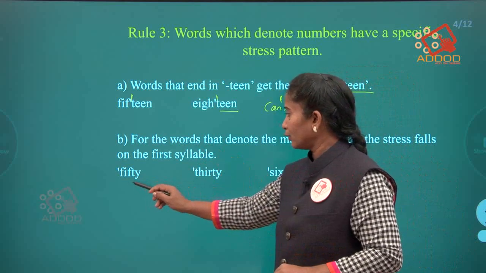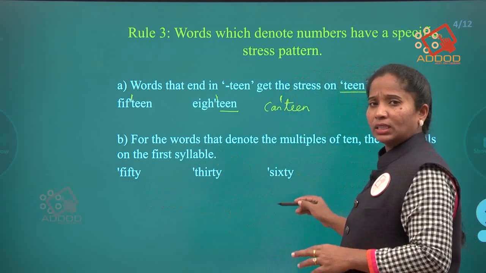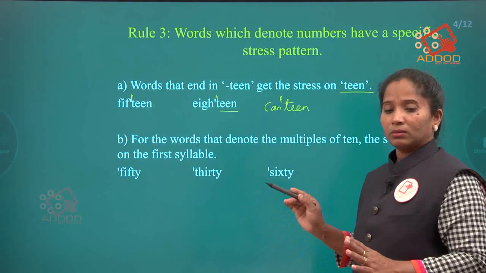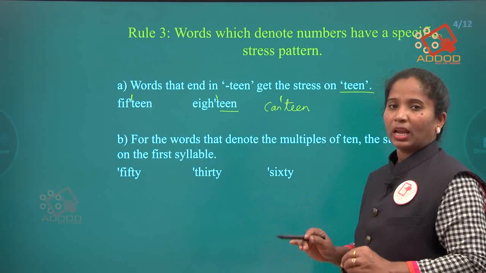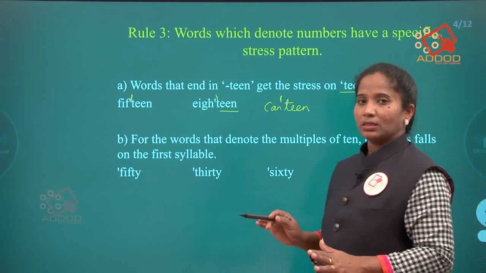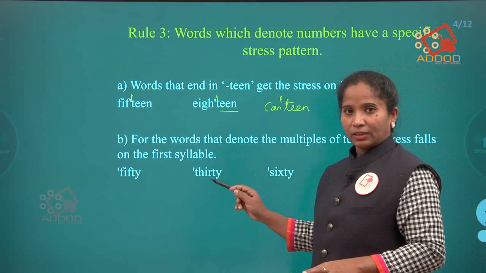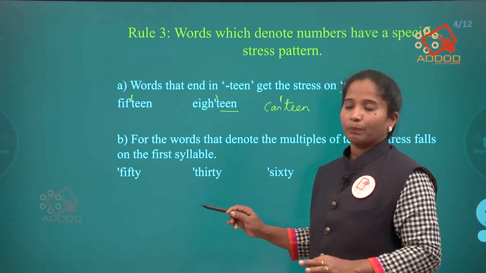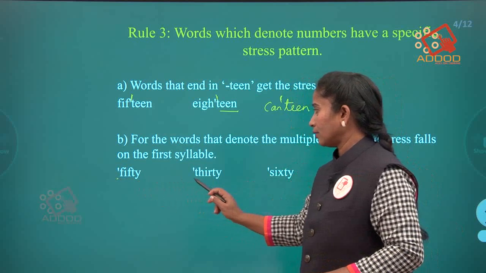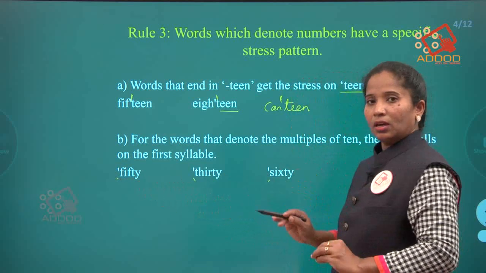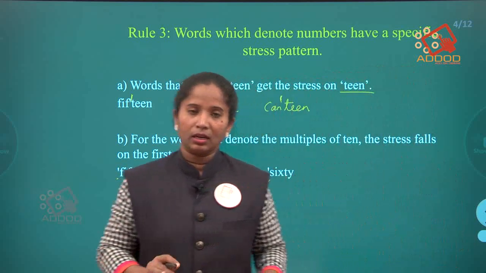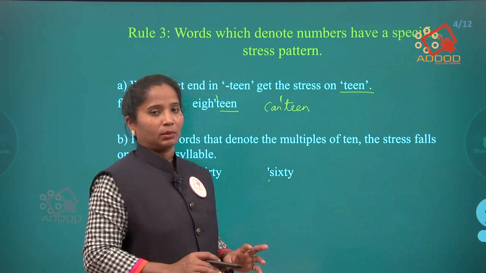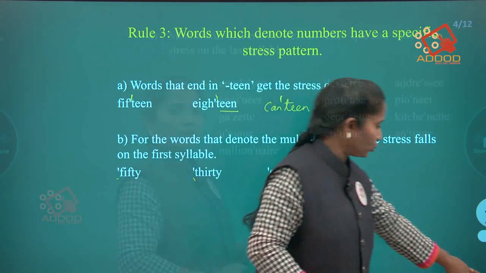Okay, so here 50, 30, 60, 28, whatever the number, 1, 2, any number, it could be any number. Since it is a noun or adjective, we have to place a stress mark on the first syllable, on the first syllable itself. So you can blindly understand that for all numbers, the stress mark is on the first syllable, right? Now let's see the next rule.